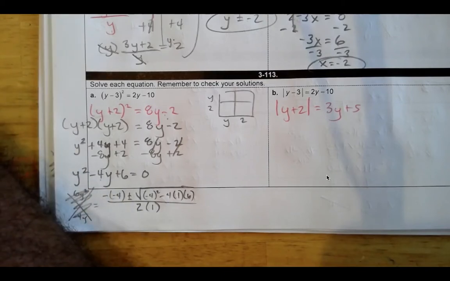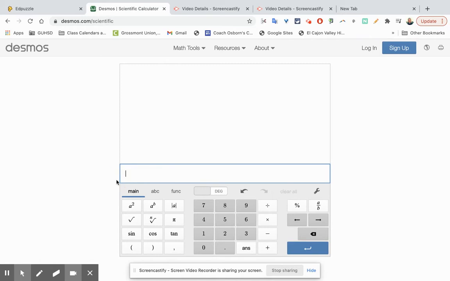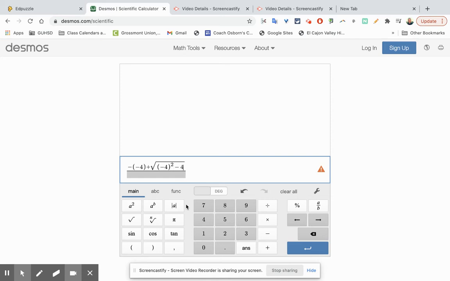plug all this in. So that whole thing I just wrote out, let's just try to use Desmos to work it out. So I do the fraction, I do negative times -4, and then we do plus in one case, and then square root in the next case. So -4 squared minus 4 times 1 times 6. Okay, all that over 2 times 1.